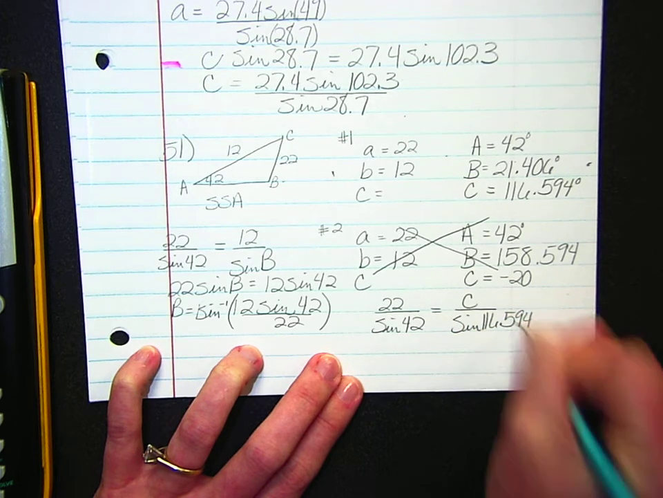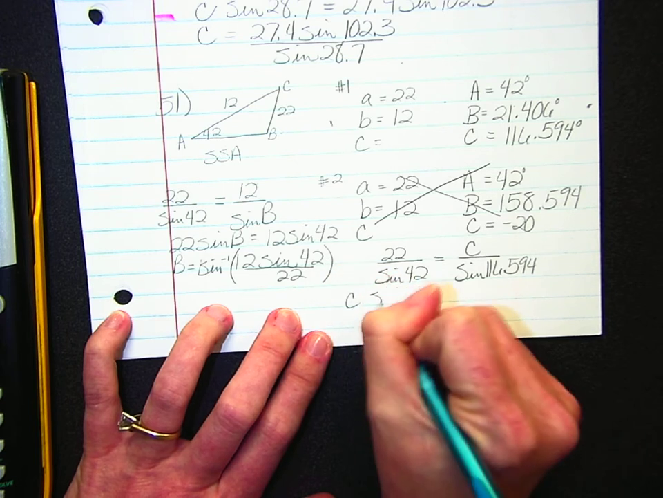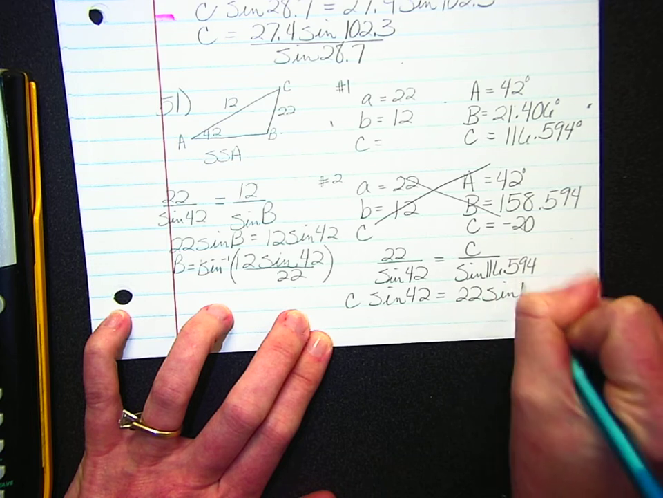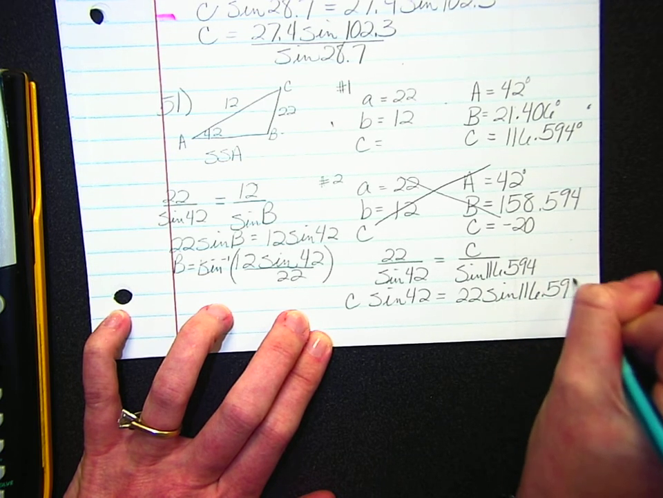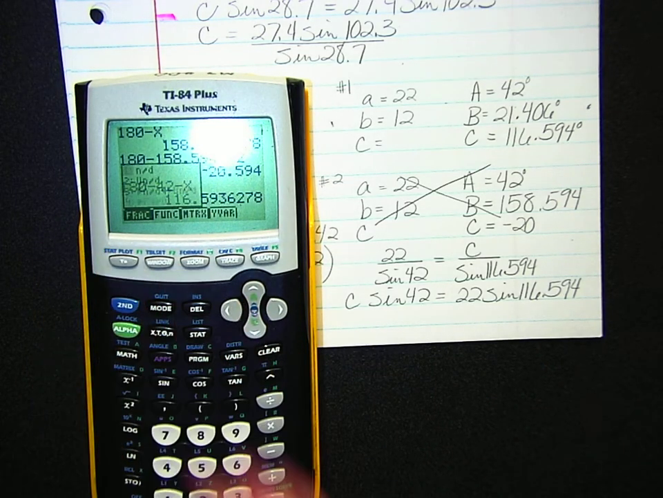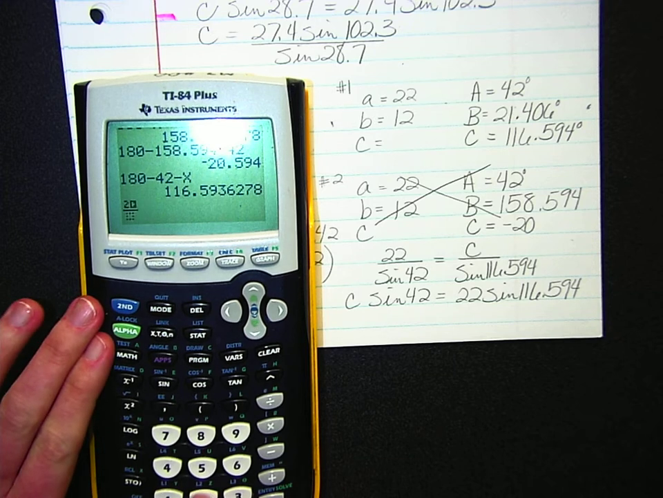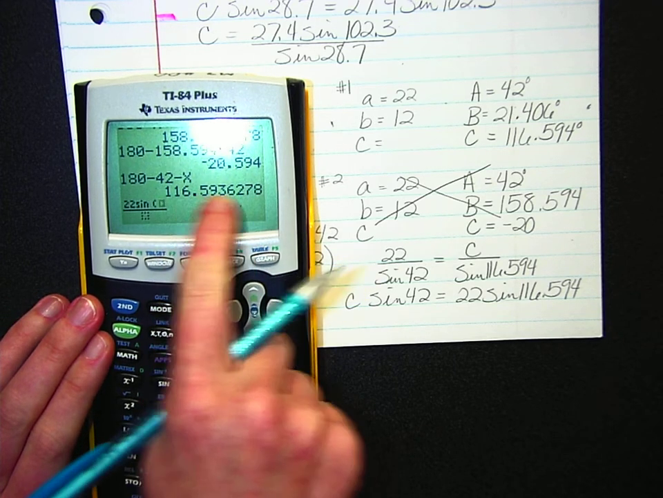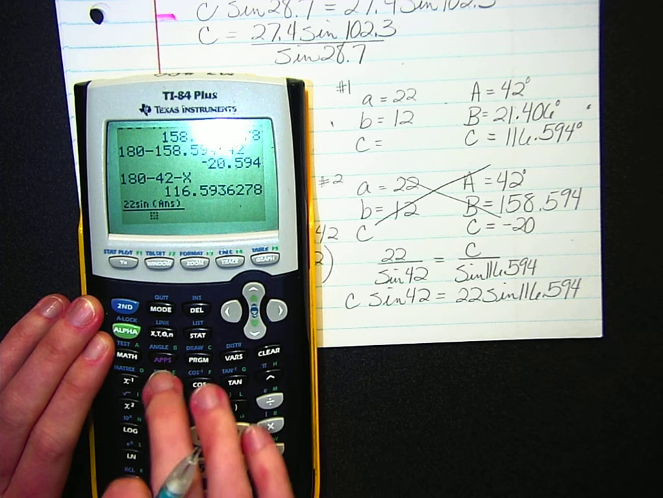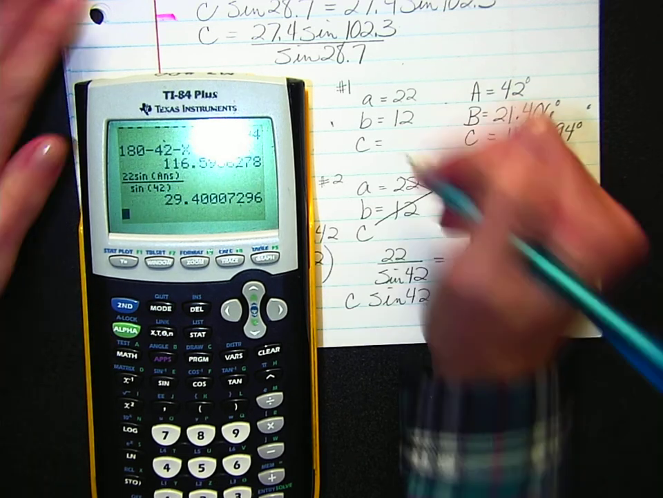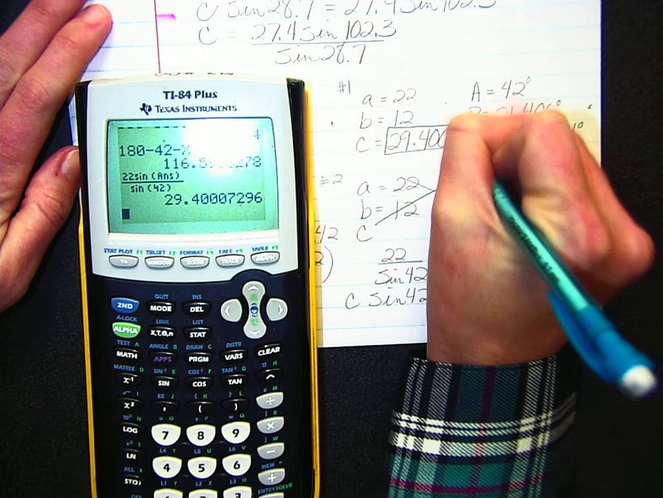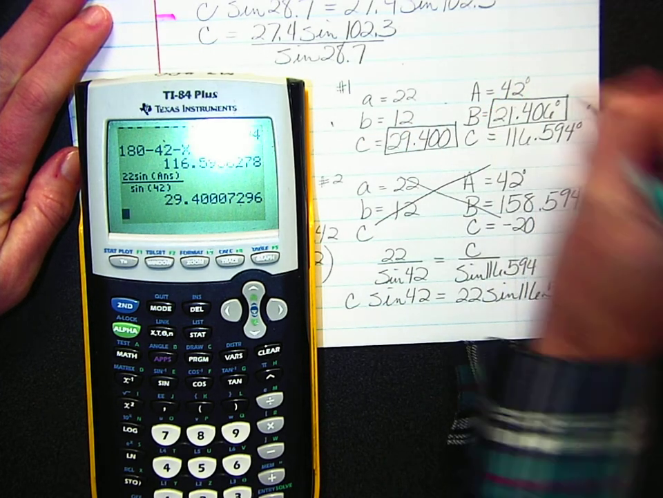And this right here is in my calculator, so I'm going to use second answer to help me with that. So C sine of 42 equals 22 sine of 116. And then I'm going to divide by that sine of 42. So I'm just going to do that in my calculator. So I'm going to do alpha, F1, number 1 for my fraction. And I'm going to do 22 sine. And then I'd like to use all of these decimal places, so I'm going to put in second and my negative to get that answer back in there. And then I'm going to divide that by the sine of 42. And that's going to give me 29.400. So only one triangle existed, and there's the answers to that.